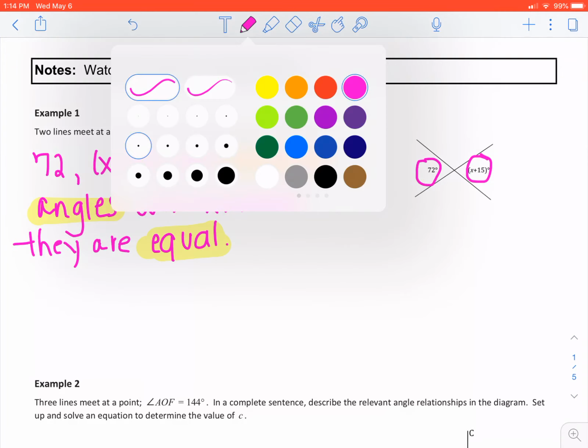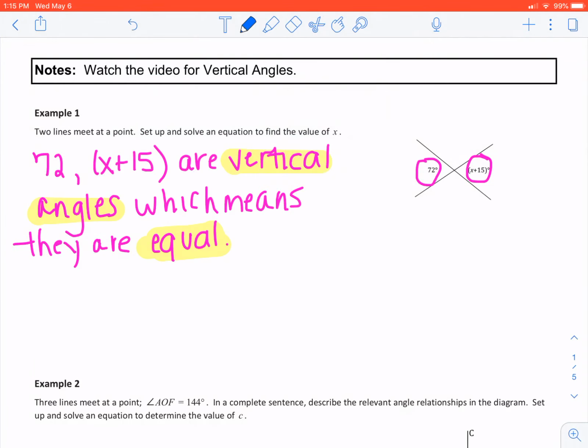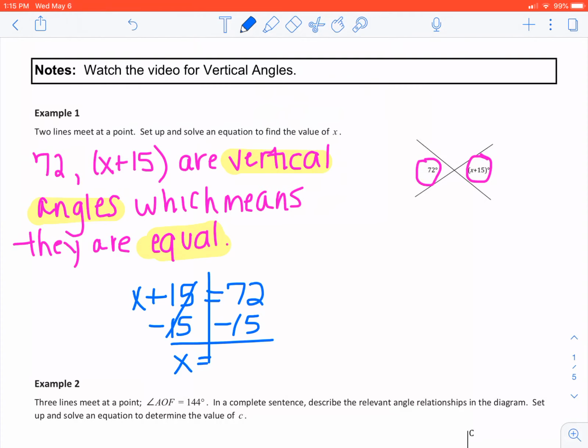All right, so let's set up an equation to solve. If those two are equal, that means the first angle, x plus 15, is equal to the other angle, which is 72. You could have written 72 equals x plus 15. That's the same thing. So we are going to solve. We're going to subtract 15 from both sides. On the left, we're left with x. I'm going to use my calculator. 72 minus 15 gives us 57. So that's 57 degrees. Now, it's just asking for the value of x. Since we found the value of x, we are done.